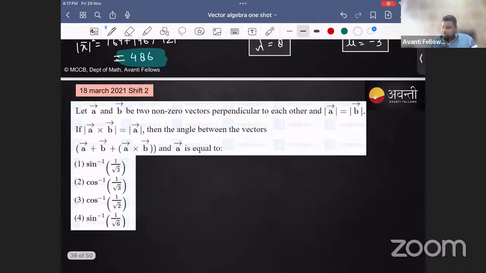Very good question once again. A and B are two non-zero vectors perpendicular to each other and magnitude A is equal to magnitude B. If magnitude of A cross B is magnitude A, then the angle between the vectors A plus B plus A cross B and A is equal to. Yes, give it a try. Then we will launch the poll.